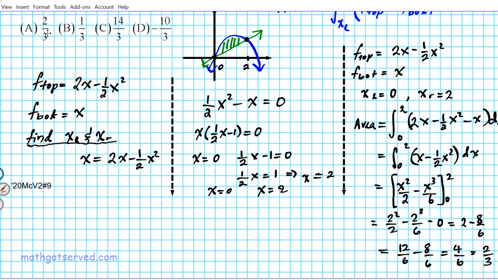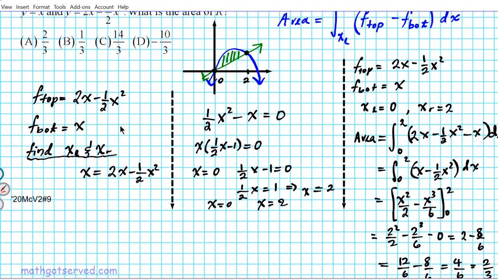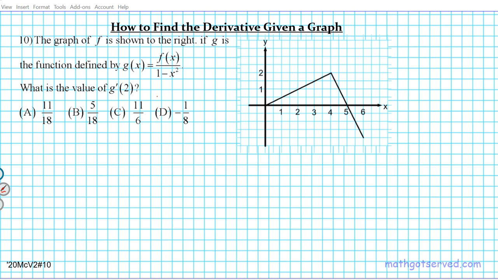Ladies and gentlemen, the answer to question number, what number are we on? Question number 9 is option letter A. Okay, so that's how you find the area between two curves. All right, let's take a look at question 10.